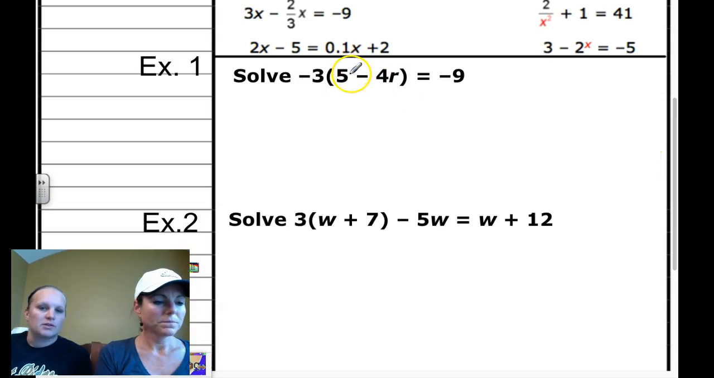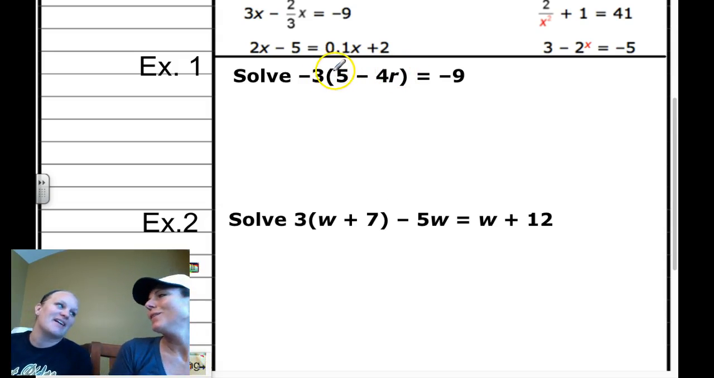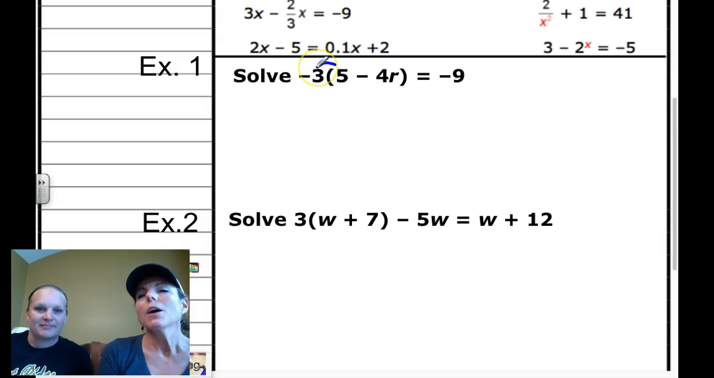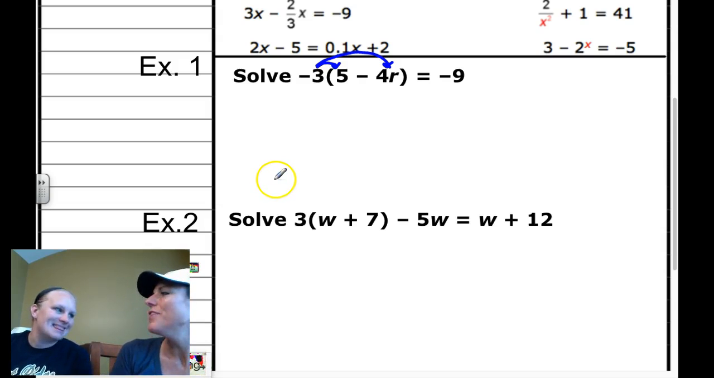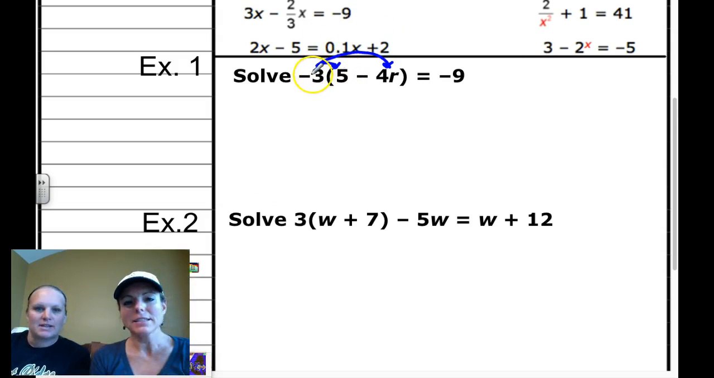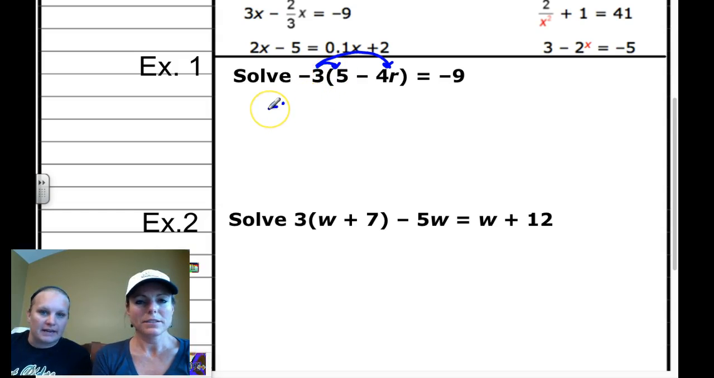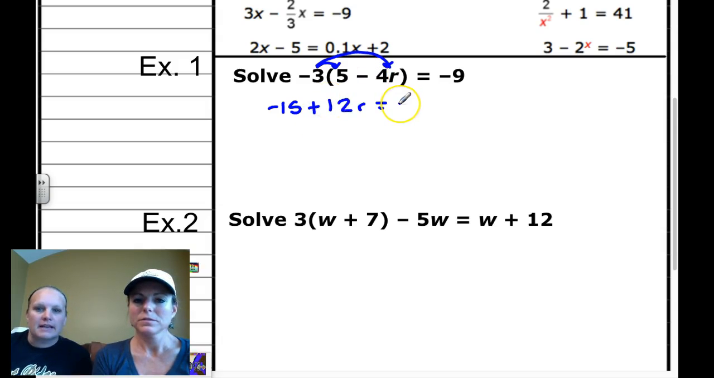You told me to do PEMDAS backwards, but I noticed there are parentheses, so we have to do that first. Well, I should have actually emphasized that more. We want to simplify each side first, and then do PEMDAS backwards. So I'm going to distribute that -3. I get -15 plus, because it's a negative times a negative, 12r equals -9.